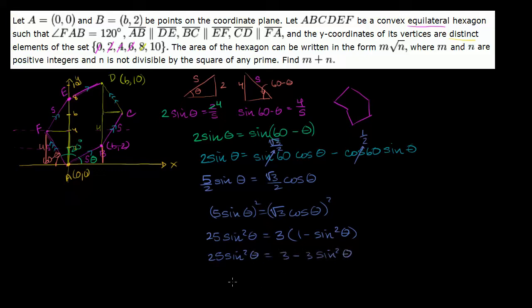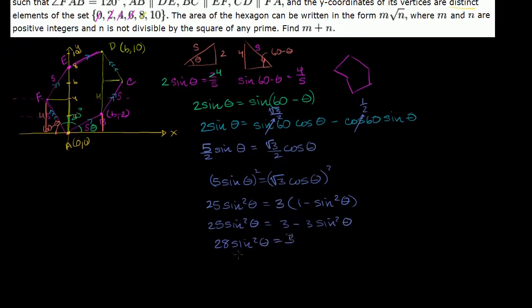We can add 3 sine squared theta to both sides. We get 28 sine squared theta is equal to 3. Or that the sine squared of theta, home stretch, is equal to 3 over 28. Or we could even write that sine of theta is equal to the square root of 3 over 28. Now we could simplify that. 28 is 4 times 7. We could take it out, but that's good enough for now. Maybe we'll simplify it later if we have to. Sometimes these are easier to deal with.